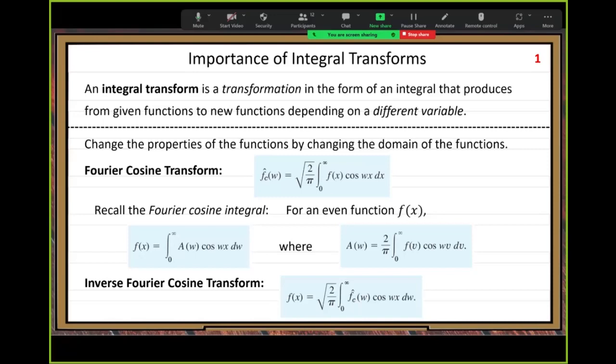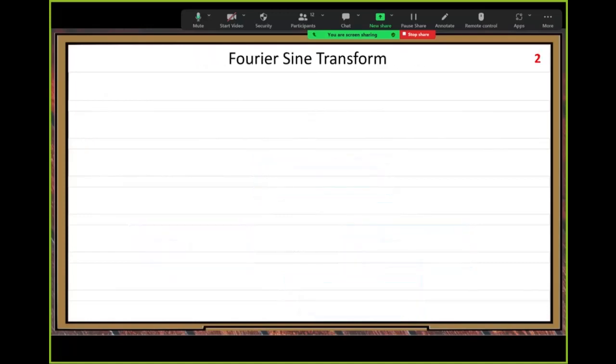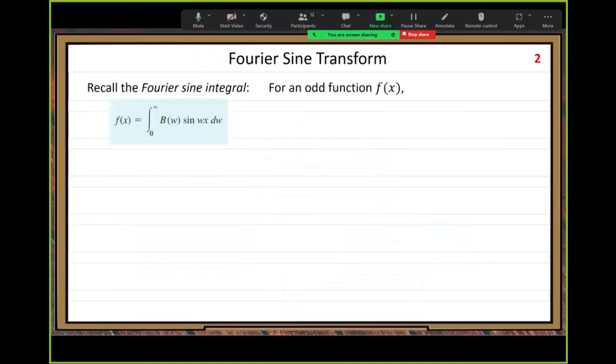So next one for sine. Because we have a Fourier sine transform and an inverse Fourier sine transform. Similar way, this time for odd functions. We just rewrite these two formulas. We do not create new formulas, we just rewrite these two old formulas.